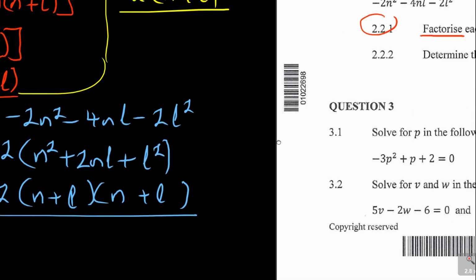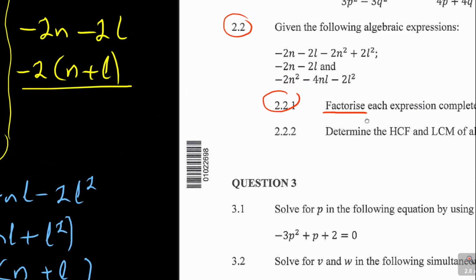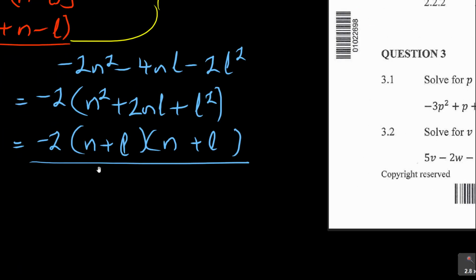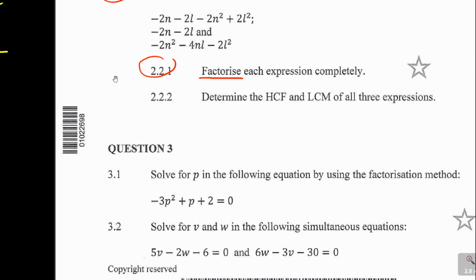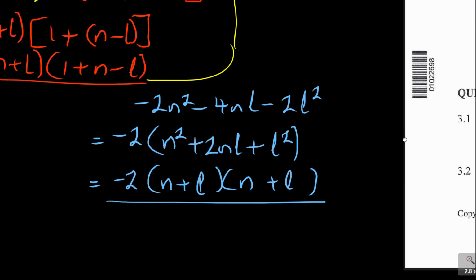Then now, when we simplify this, they say factorize each expression completely. So we factorize minus 2, and so on. And then they say determine the... that's the second question that mostly makes students struggle. Determine the HCF and the LCM. Let's start with the HCF.